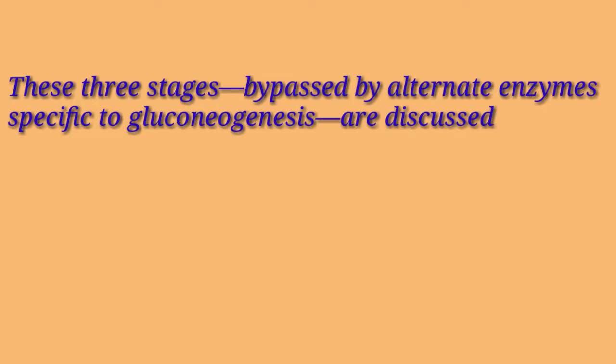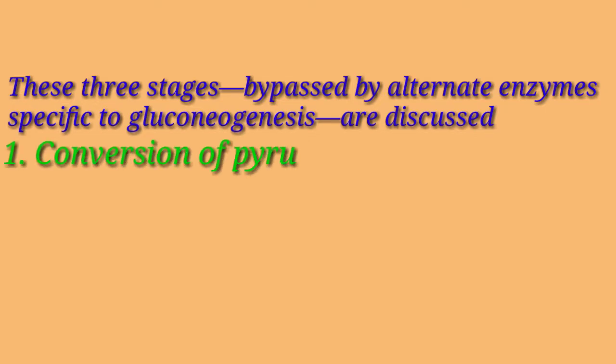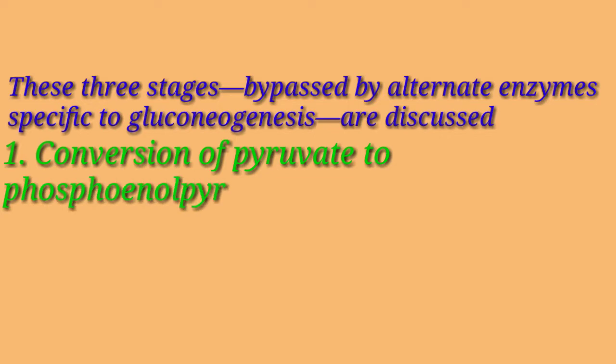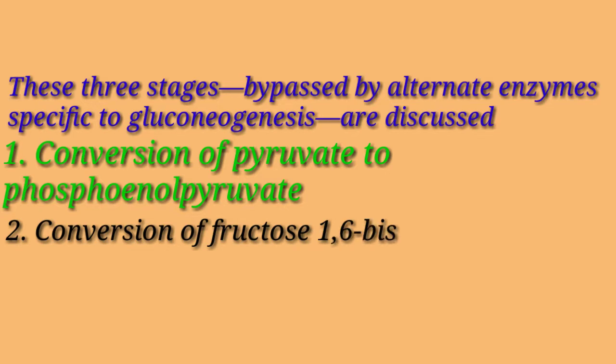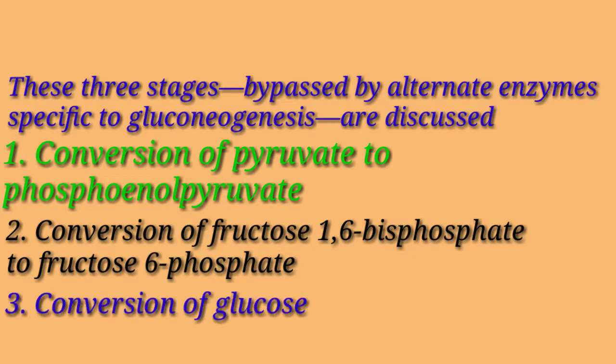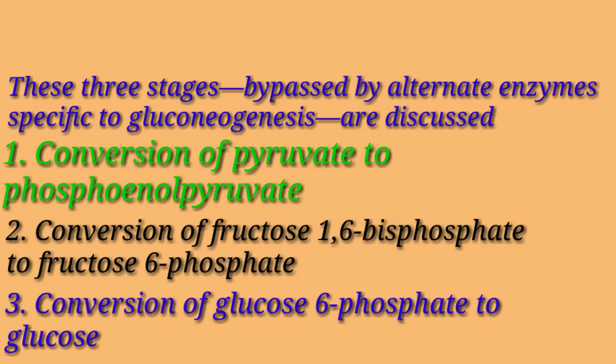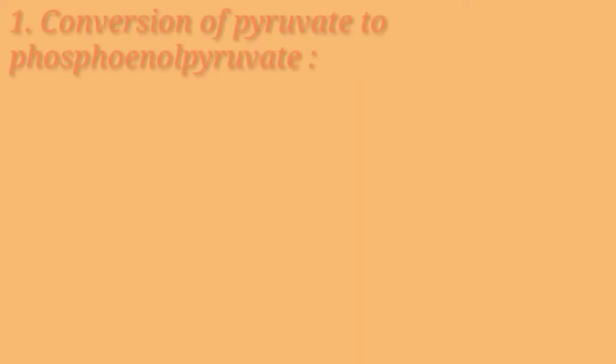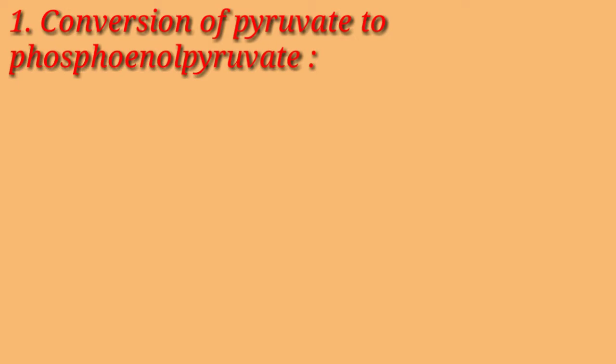In that, first is conversion of pyruvate to phosphoenolpyruvate. Second is conversion of fructose 1,6-bisphosphate to fructose 6-phosphate. And last is conversion of glucose 6-phosphate to glucose. Now, the first step is conversion of pyruvate to phosphoenolpyruvate. This takes place in two steps.